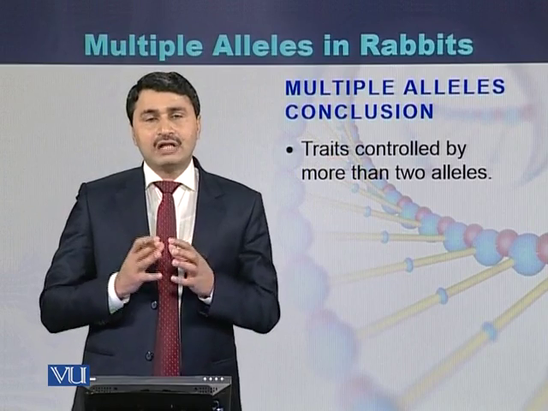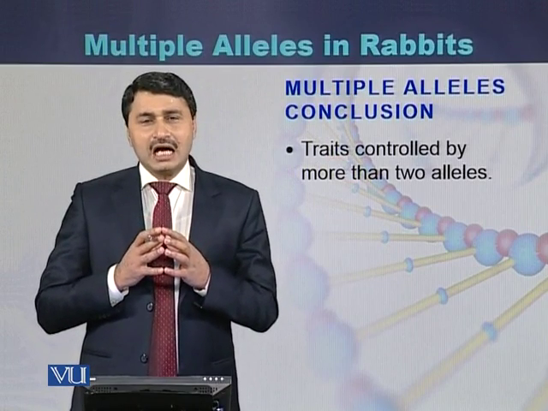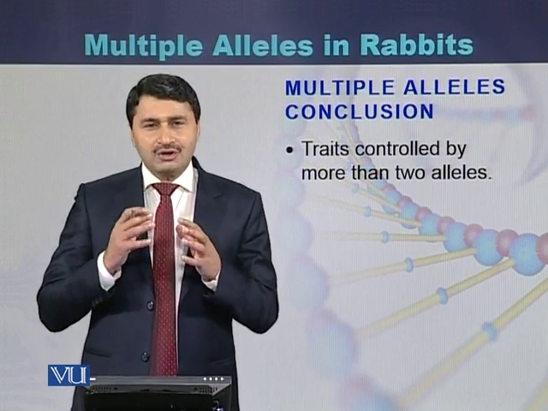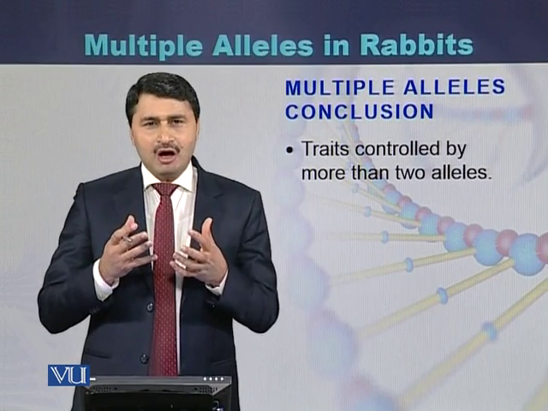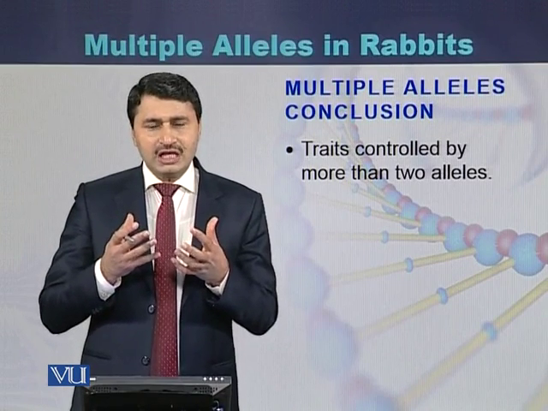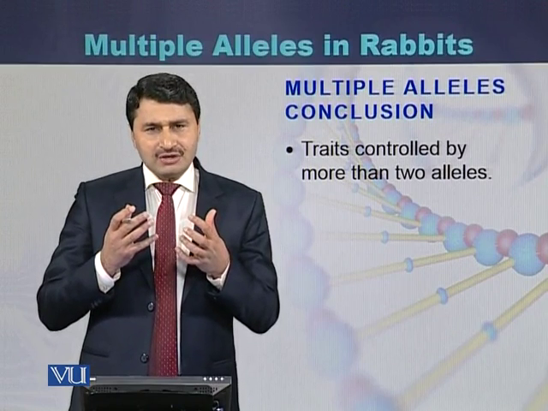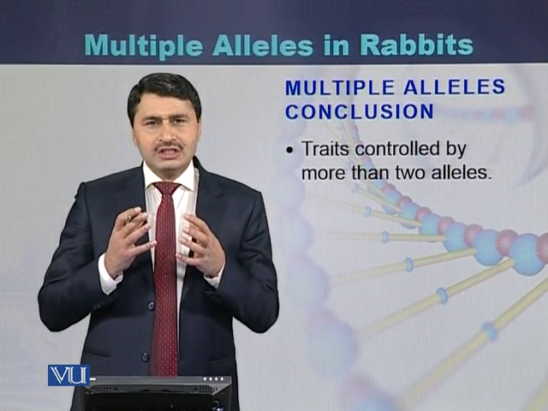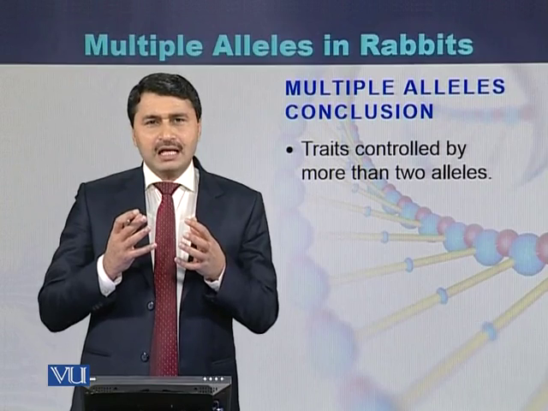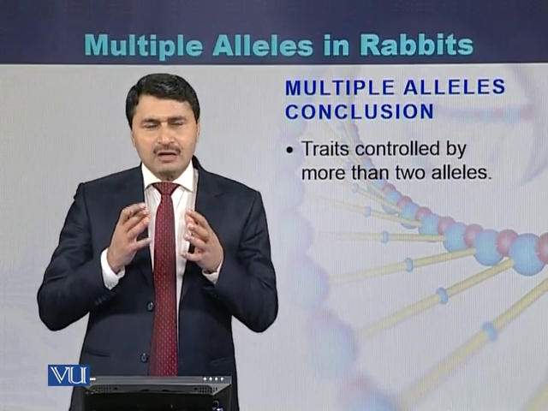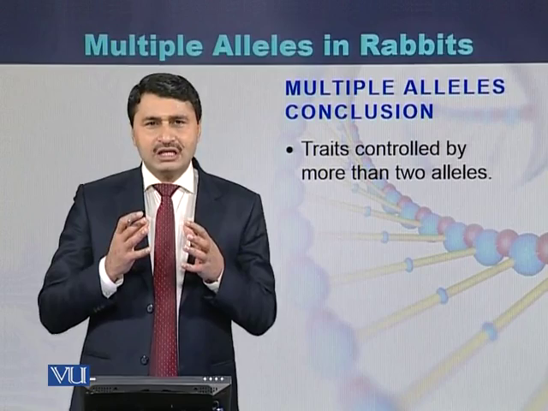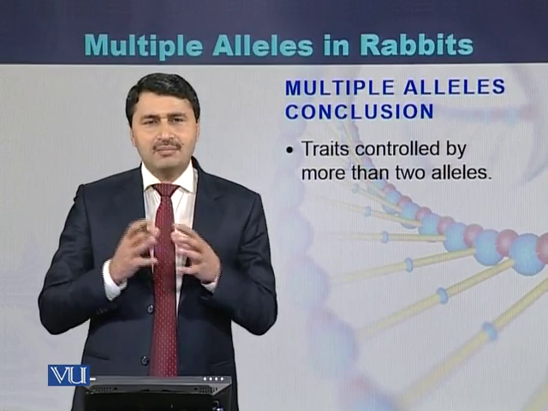So we can conclude that multiple alleles are alternative forms of a gene, or genes which have 3 or more alternative forms. Those genes are called multiple alleles, meaning there are 3 or more alternative forms of a gene. Such a phenomenon is called multiple alleles.